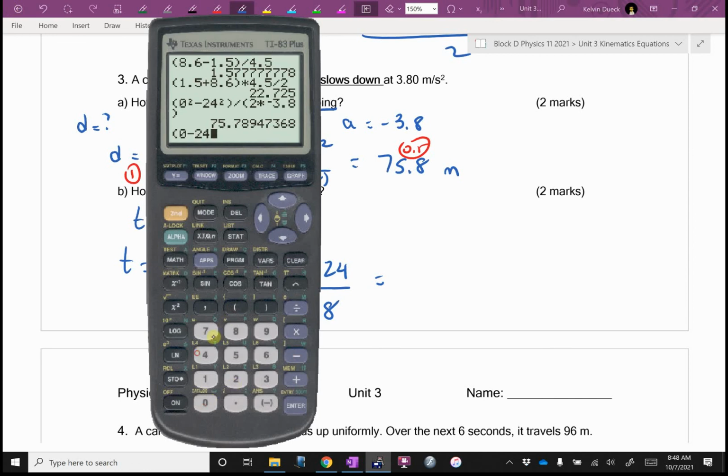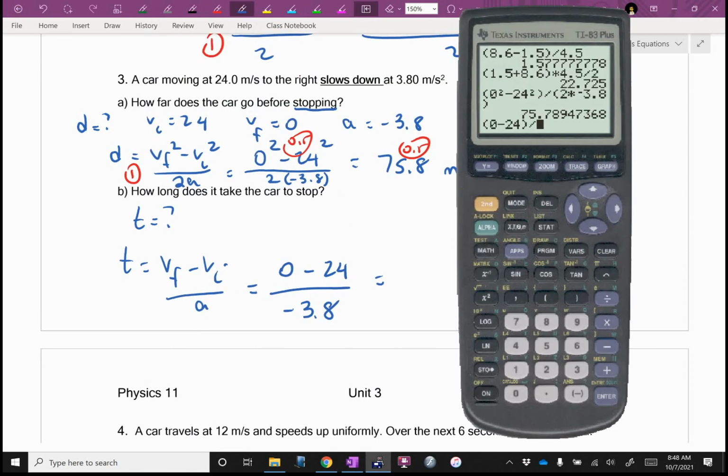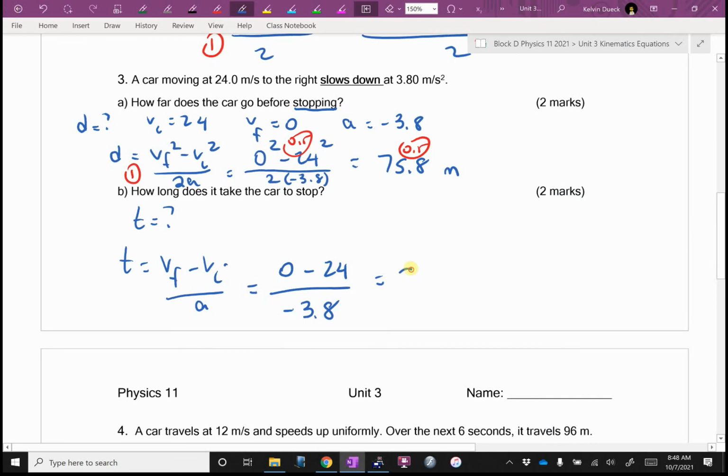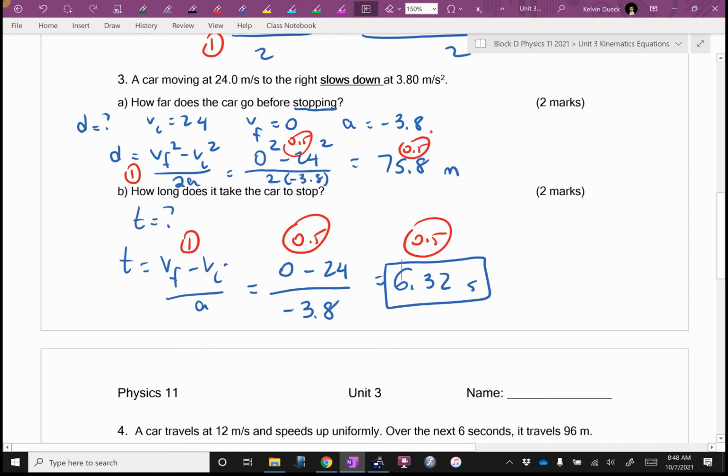0 minus 24, close bracket, divided by negative 3.8. Do y'all get 6.32 seconds? Yes? Okay. 1 mark, half mark, half mark.